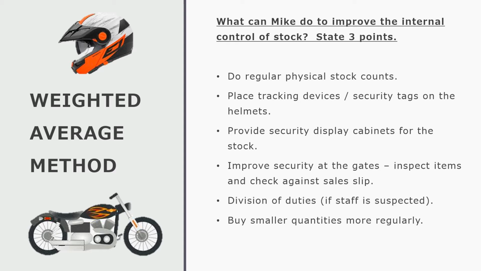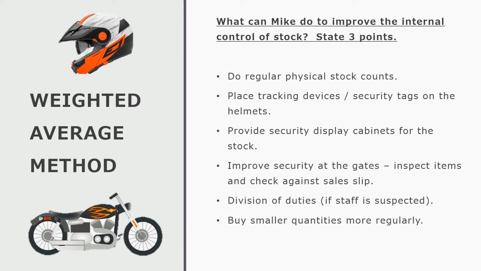Then you can also buy smaller quantities more regularly. In other words, remove the temptation. The more stock there is in the store, obviously the more difficult it is to pick up that some of it is missing. So if he buys smaller quantities on a more regular basis, you will see that this guy only purchases once a month.